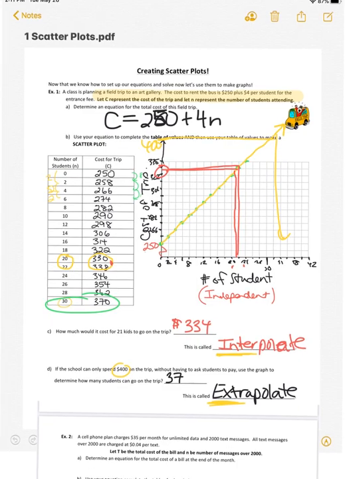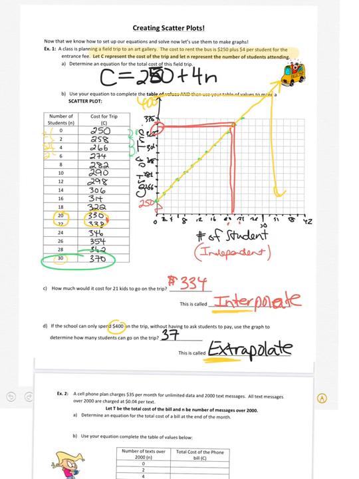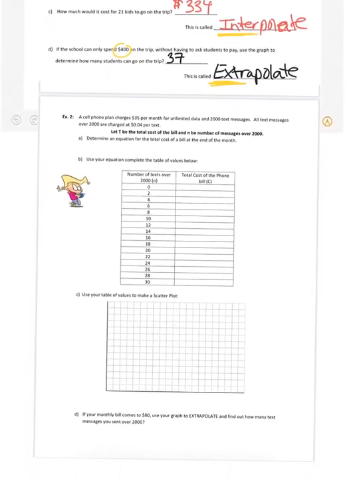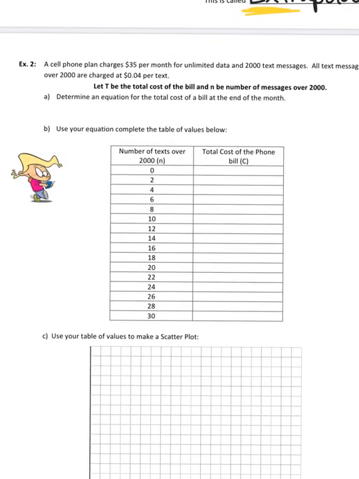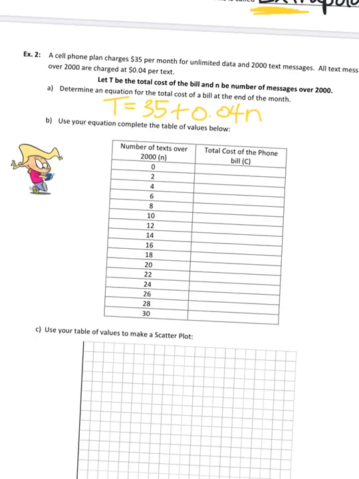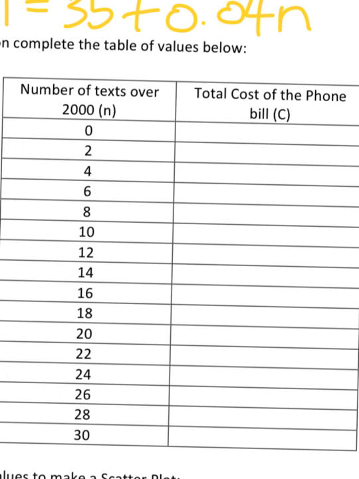The next question, I'll get you started with the equation, and then you can go ahead and fill in the table of values. Okay, so let's take a look at this one here, one we saw before with the text messaging. $35 plan. T is the total cost of the bill. It's going to cost me $35, not 34, $35. I'm saying it but not writing it. $35, and then 4 cents for messages over the 2,000 for every message. So when I go and plug that into my table of values here, for 0 over the 2,000, it was going to cost me $34.